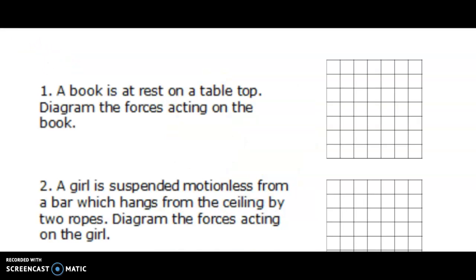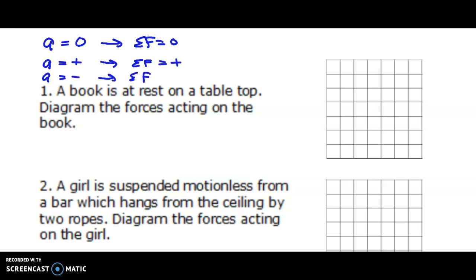Now on all 11 of these problems, what you want to keep in mind is if there is no acceleration, then that means that you want to show a net force of 0. And if there is acceleration, maybe a positive acceleration, then you want to show a positive net force. And if there's a negative acceleration, a negative net force. So the direction of the acceleration will indicate which direction the net force has to be.